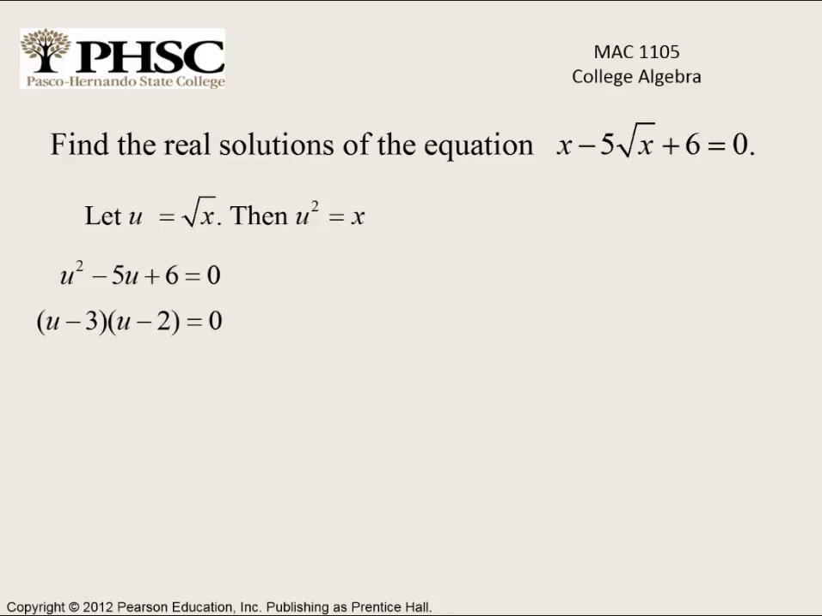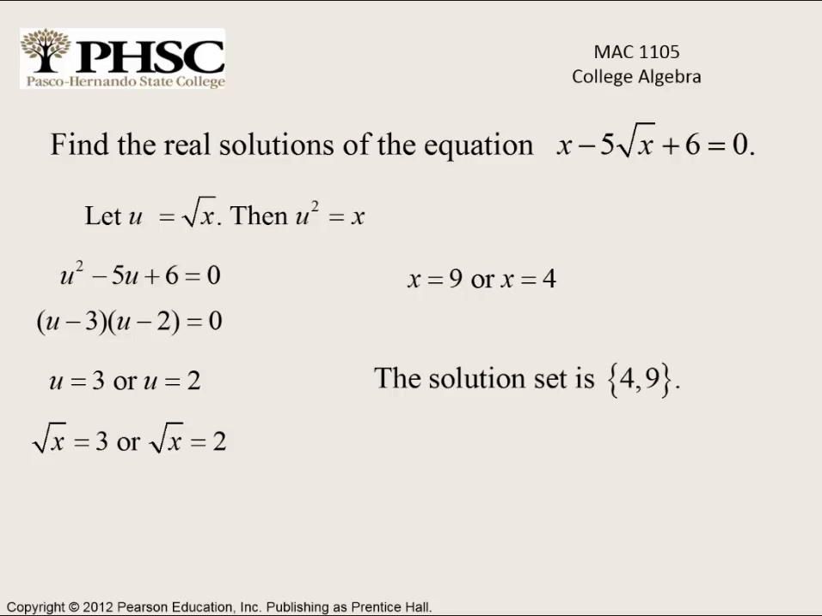Factor that, and then set each factor equal to 0, so we end up with u = 3 or u = 2. Now remember that u is the square root of x, so we can rewrite that. And then we solve for x, and so we get x = 9 or x = 4, so the solution set is 4, 9.